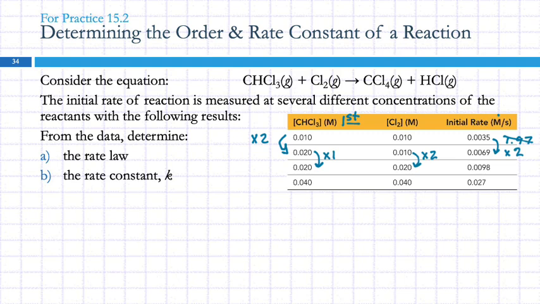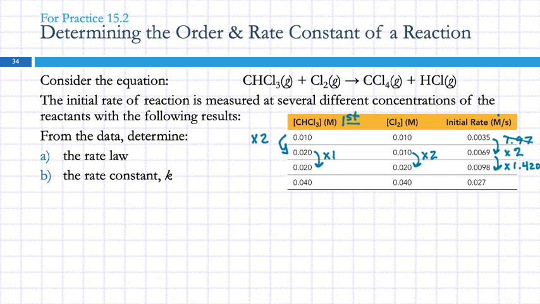0.0098 divided by 0.0069. 1.42. Ew, that's kind of messy. 1.42, and the next digit is a 0. This is one of those ones where it's not obvious. It's not first order, because they should both be times 2. It's not zero order, because it is changing. It's not second order either. It's something else.